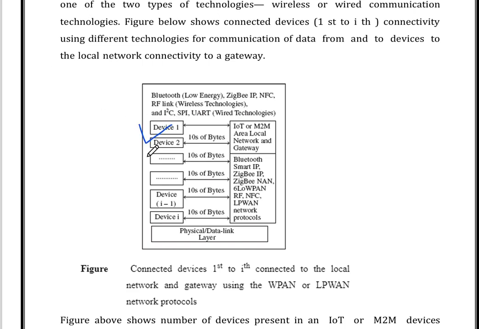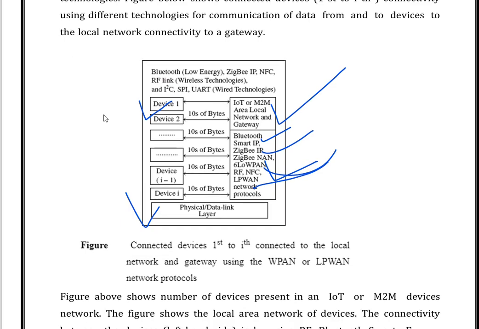There are multiple devices present. Using the IoT area network, these devices are connected, because in device communication we use Bluetooth Smart, IP address, Zigbee, 6LoWPAN, RPL, network protocols. These are very useful tools. We use Node.